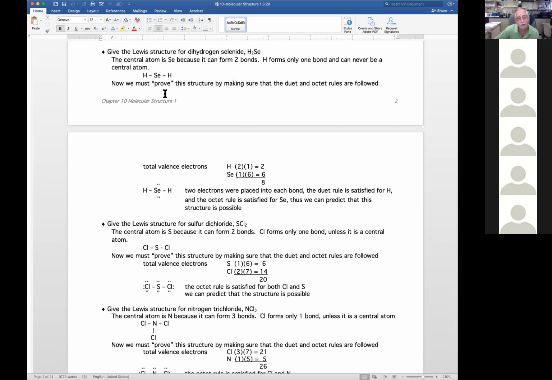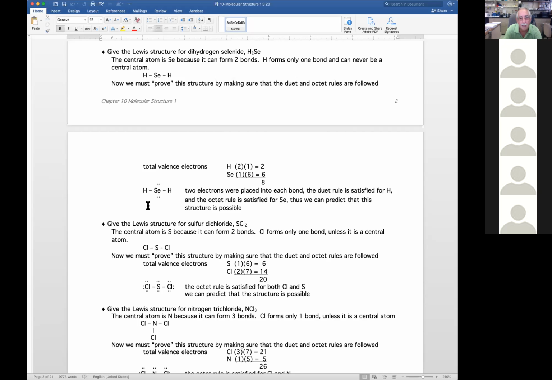To prove it, I have to add up all the valence electrons. For hydrogen, I have 2 of them. Each one is in group 1. That gives me 2 valence electrons, 2 dots coming from hydrogen. For selenium, there's only 1. It's in group 6, so 6 valence electrons coming from selenium. I add them all up, I get 8. So now, how am I going to distribute those 8 electrons? First into the bonds, right? That takes care of 4.